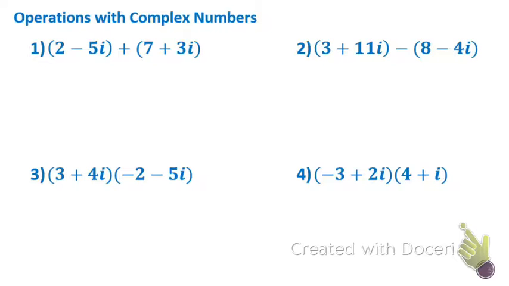Okay, so for number one, you're just combining like terms because it's addition. So you're adding your real numbers and you add your imaginary. So addition is quite simple. All you're doing is adding together the 2 and the 7. And what is 2 plus 7? 9. And then you're adding your imaginary, negative 5i and 3i. So it's kind of like negative 5x and 3x. They're like terms. So you're adding the numbers in front, which will be a negative 2i. And that would be your final answer.